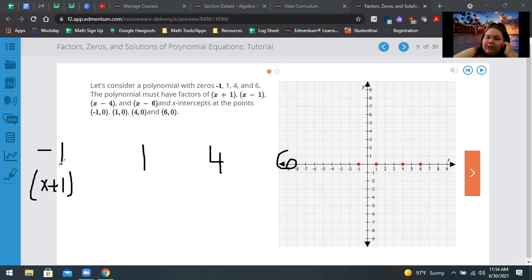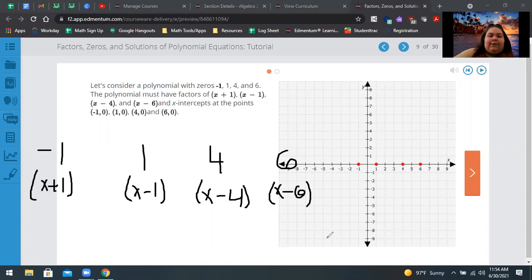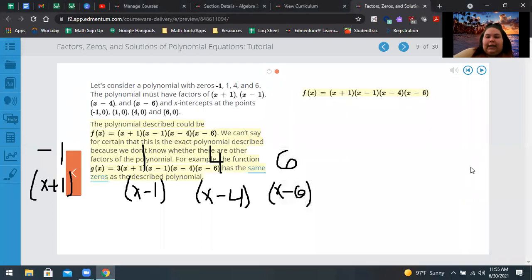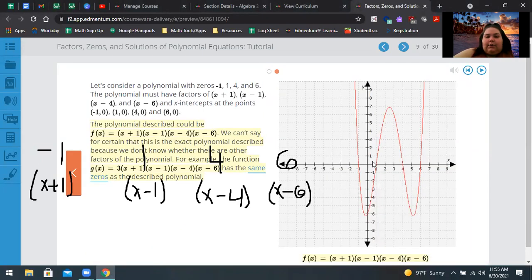Again, do you see that sign change? Same number, just a sign change. Here it's +1, now we're going to have x minus 1. +4 is now x minus 4. And this +6 is now x minus 6. Again, if you put these all together, we don't know the actual shape of the polynomial, but if you were to multiply them all out, you should get the same intercepts. And here is our polynomial.